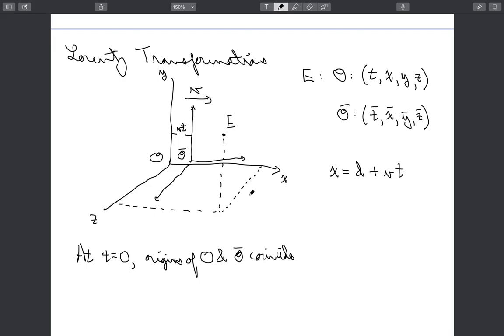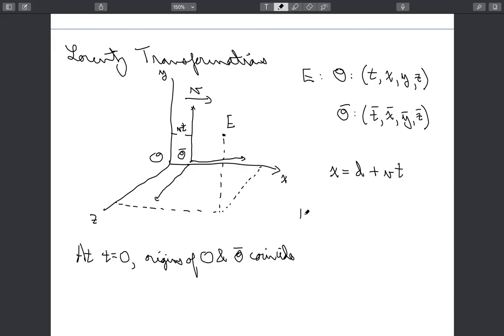Okay, so d is the length in this new reference frame. It's the length in the reference frame of O that O thinks O bar would measure. It's the length at which the event occurs in O, but corrected for the vt of the other reference frame. So that would be the first relationship.